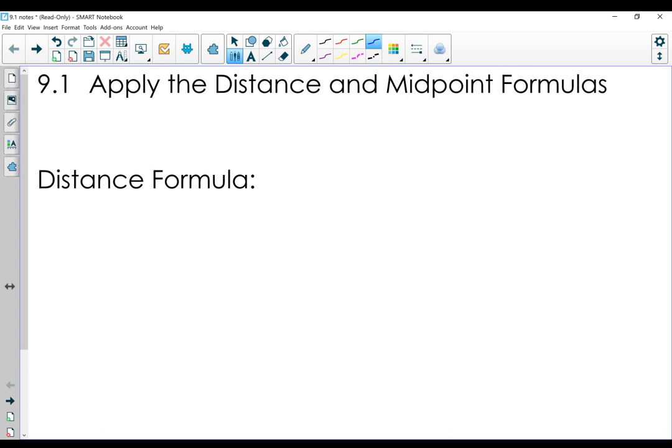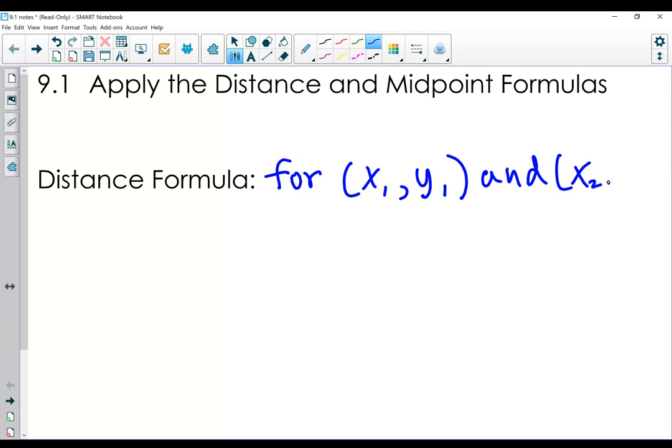Apply the distance and midpoint formulas. So in Algebra 1, and then again in geometry, we work with both the distance and the midpoint formula. Keep in mind, these are for ordered pairs for the points x sub 1, comma, y sub 1, and x sub 2, comma, y sub 2. So two ordered pairs in a coordinate plane.